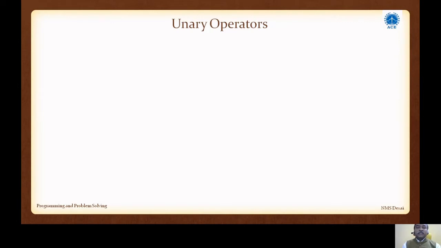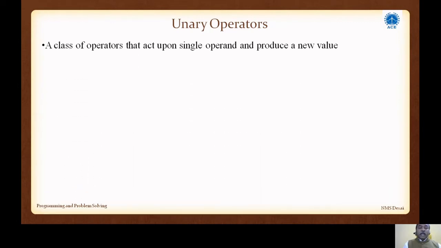Now, what are unary operators? A class of operators that act upon a single operand and produce a new value. So, a unary operator operates on a single operand and produces a new value. The most popular example of a unary operator is minus. Minus operates on a single operand and changes its value.